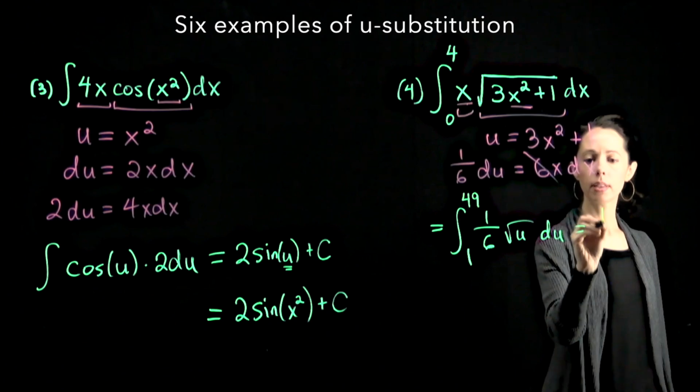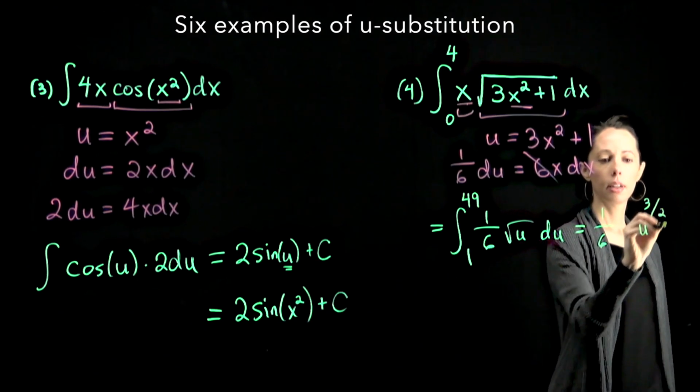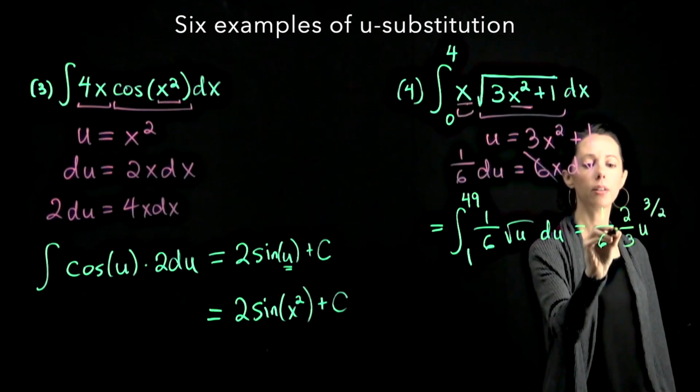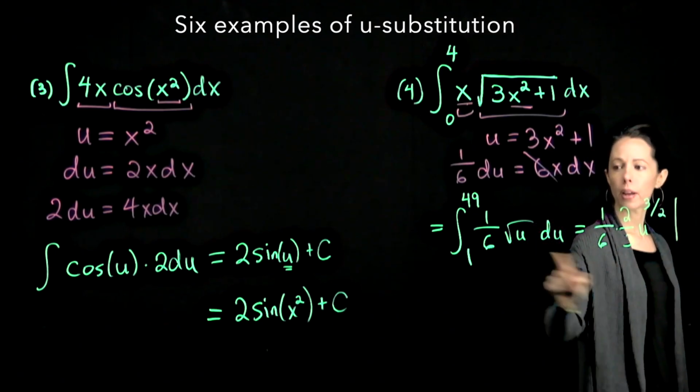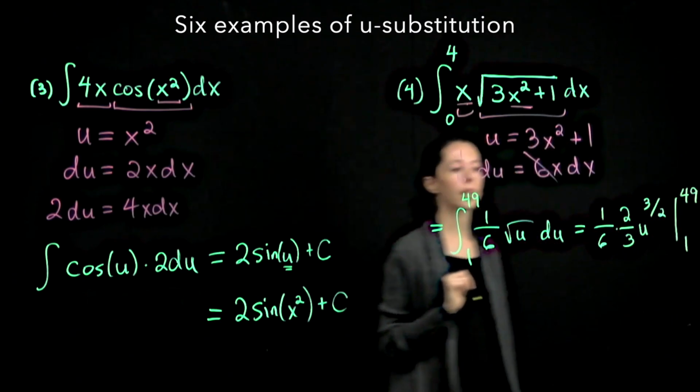So we're going to have 1/6 u to the 3/2, and then if that came down, I would need to multiply it by 2/3 to cancel out. So we have this as our antiderivative, and then the bounds for u go from 1 to 49. Okay, so that looks like that.